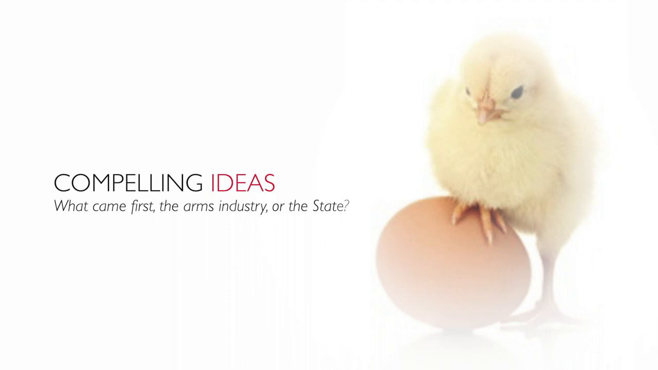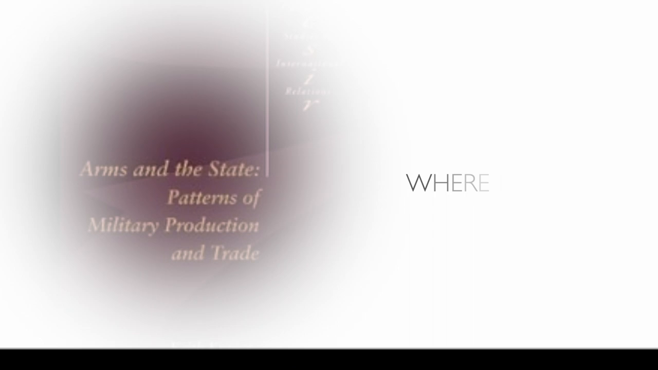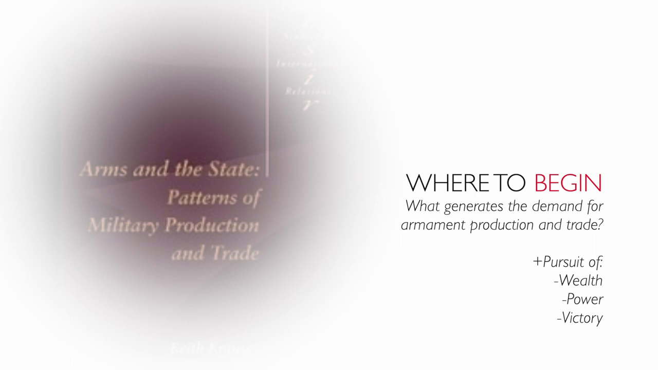Even more interesting, the story of the birth of the modern arms trade and production system and the story of the birth of the modern state go almost hand in hand, to the point where you may not fully know where one began and the other ended, kind of like the chicken and the egg. It'll make more sense to you once you've done the readings. In his book, Keith Krause explains that he believes that three pursuits generated the demand for production and the trade of arms, especially in the modern era, and that was the pursuit of wealth, the pursuit of power, and the pursuit of victory. And we're going to go over each one of those independently.